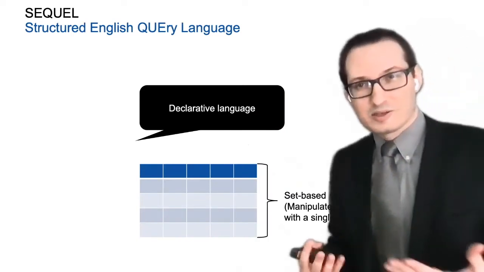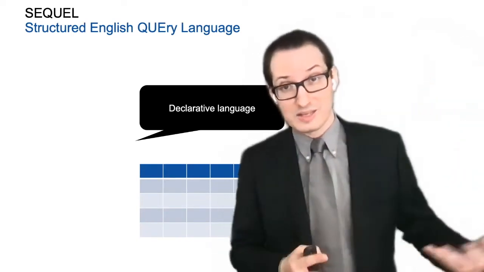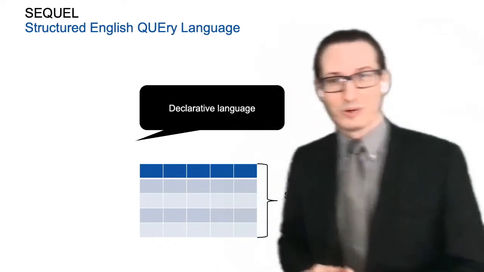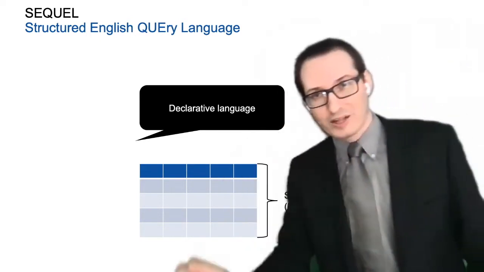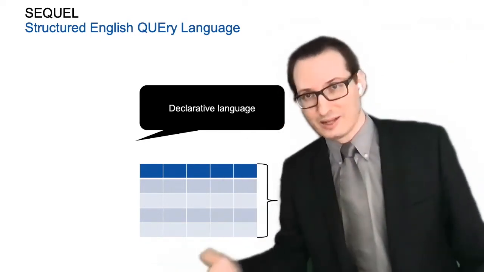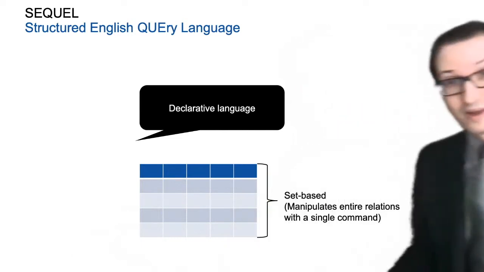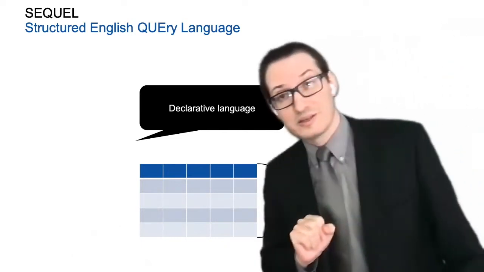So what makes SQL special? Well, first, as I said, it's not an imperative language like Java or C++. It's a declarative language. That means that you say what you want, not how you want it. And you will see as soon as we look at the language, it will be very clear that this is how it works. Second, we say that it is set-based.